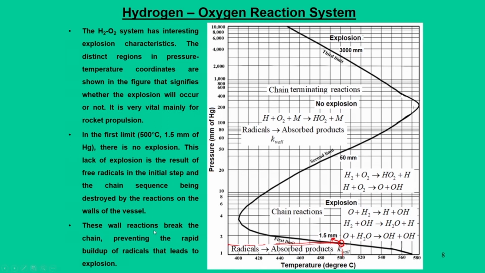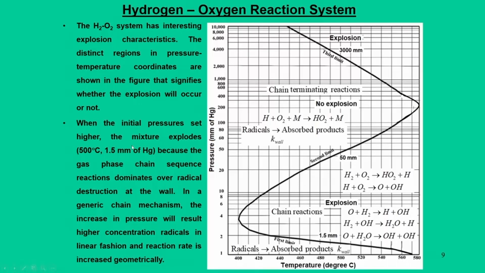So, these wall reactions break the chain. That means when the reaction goes and hits this wall, it normally breaks the chain. They are basically the culprits of breaking the chain. So, the reaction is not further initiated, and the reaction does not get a good environment to proceed further. That is the reason there is no explosion till this point.